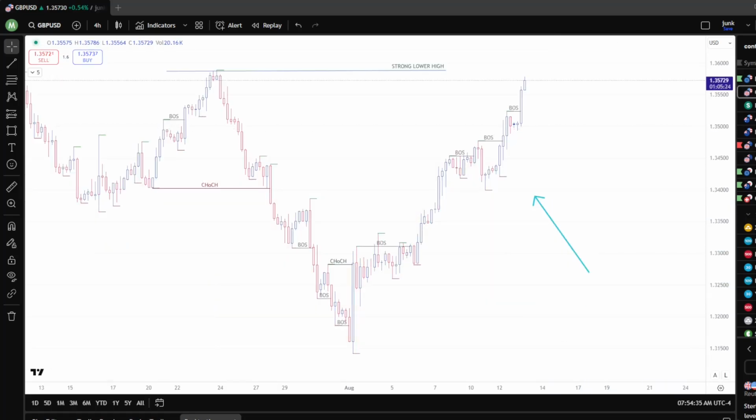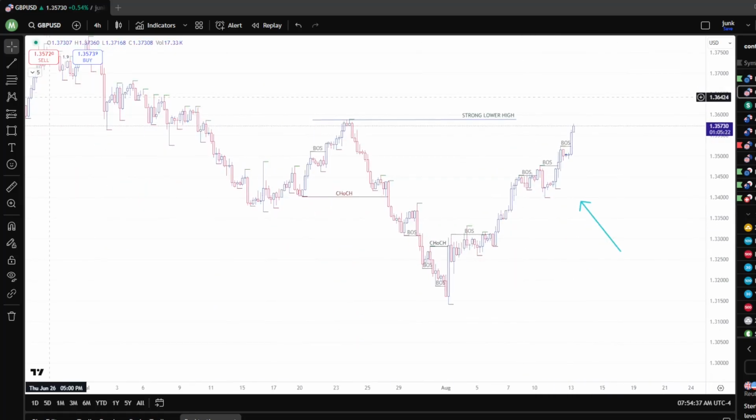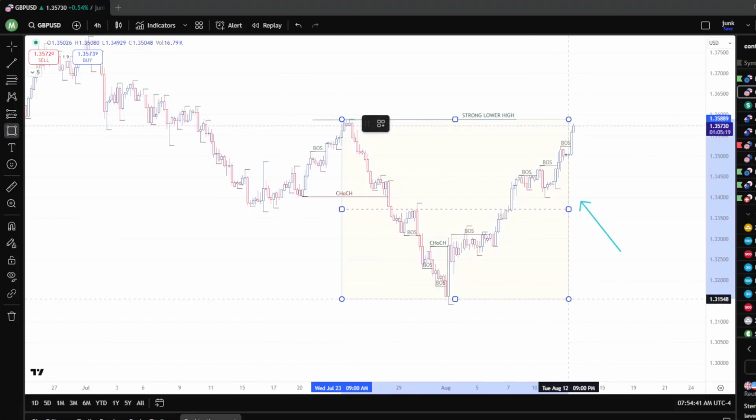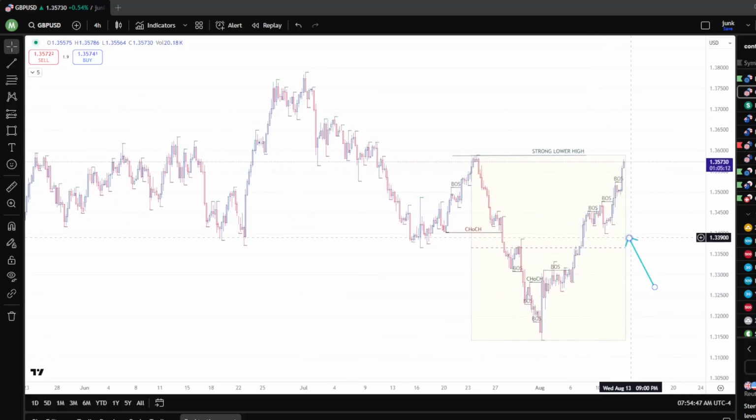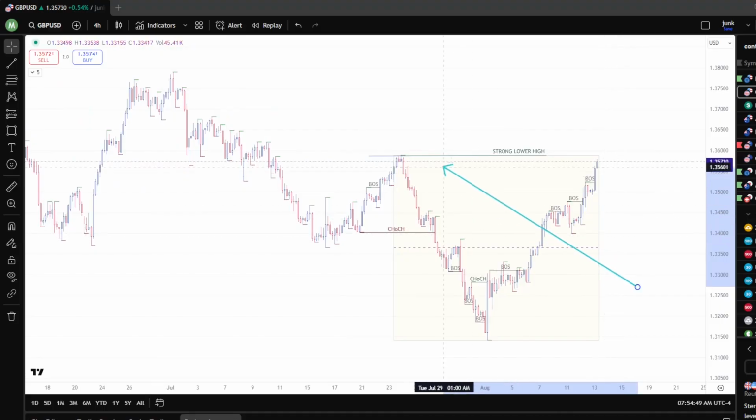GBP USD. Let's go map out the current range on this 4-hour chart. It's a lot more bullish than Euro. Internally, swing structure is still bearish because this is the high that took out the lows of the previous structure. Internally, it consolidated, broke structure to the upside, consolidated, broke structure to the upside.